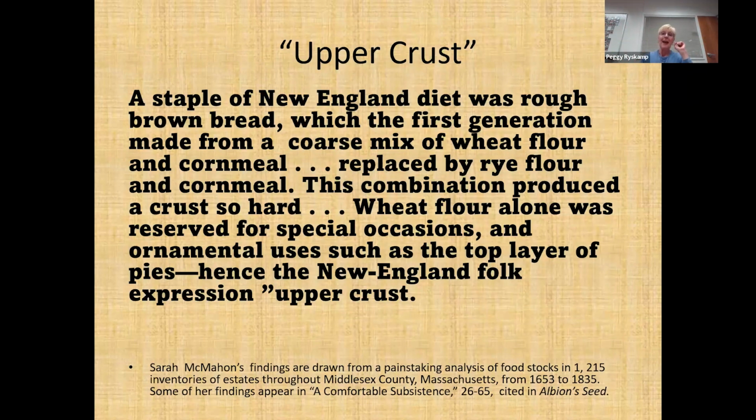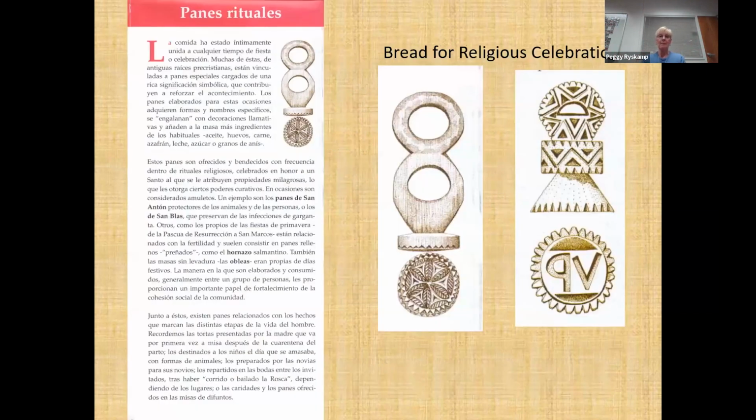Speaking of bread, very quickly, we've all heard the term upper crust, like the upper crust of society, and that started from the staple of the New England diet, which was brown bread. It was wheat flour and cornmeal, and then rye flour and cornmeal, and it produced such a hard crust that the wheat flour became alone. If it was alone, it was reserved for special occasions, whereas when you mix the rye and the corn in with it, was the daily bread that people ate. They would save the top crust just for show, and then the bottom crust would be made with the more hardy grains. And that's where the expression, the top crust of society, the upper crust of society came.